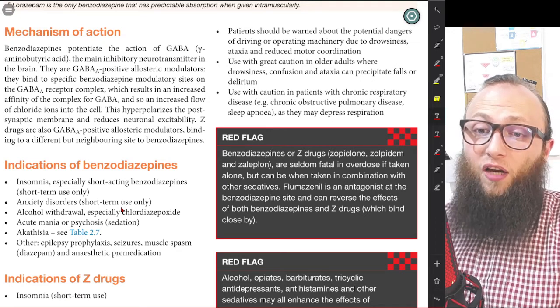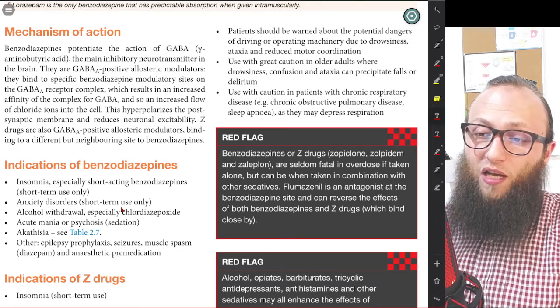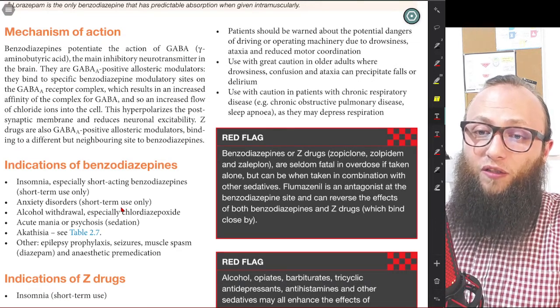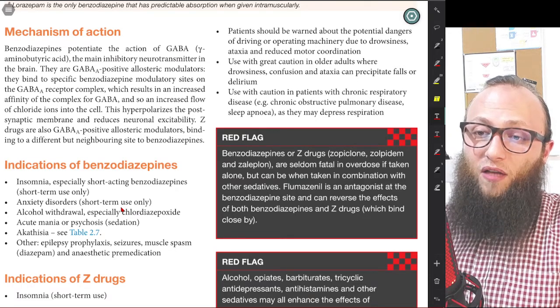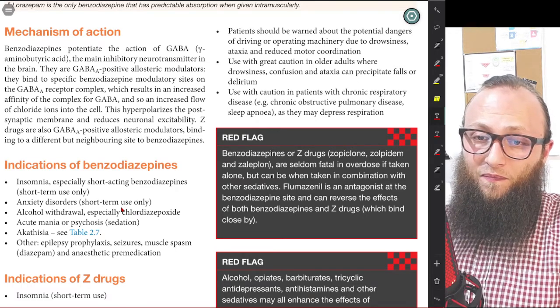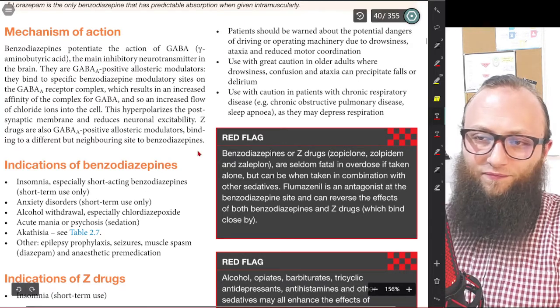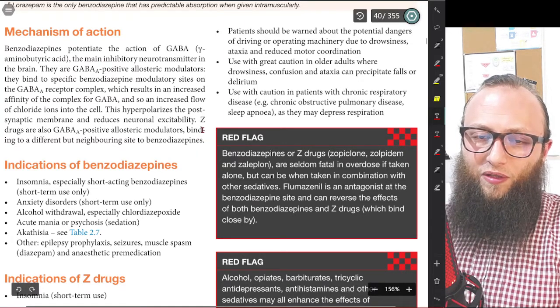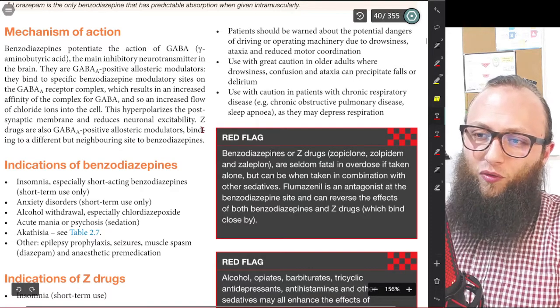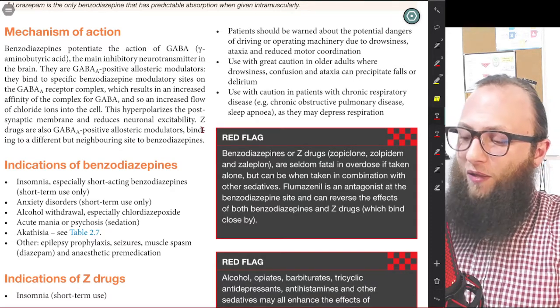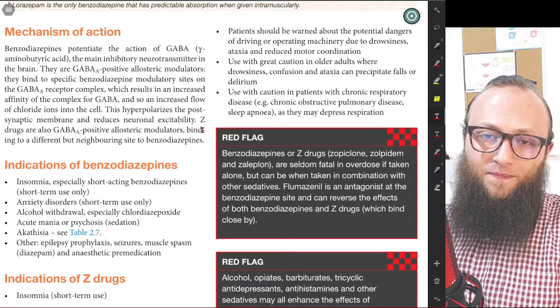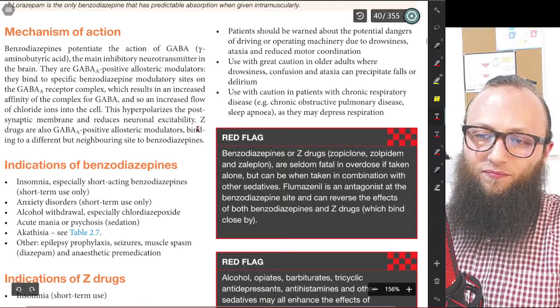Z drugs are also GABA-A positive allosteric modulators, binding to a different but neighboring site to benzodiazepines. What are the indications for benzodiazepines? And again, we've talked about all of these things in a much more fun way in the review style, so go there, the link is below.